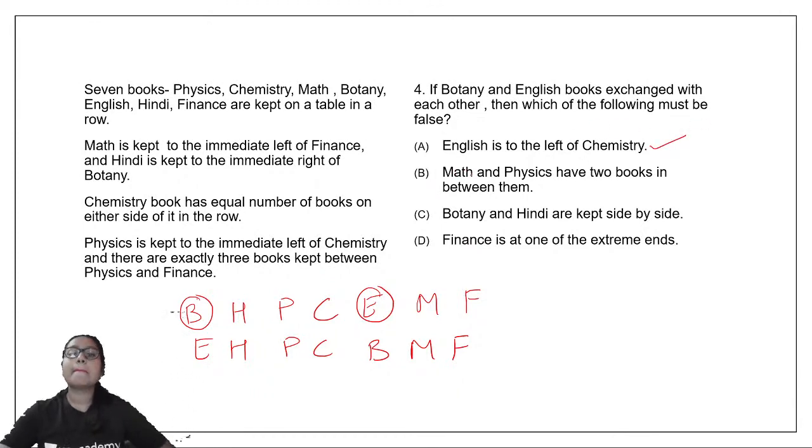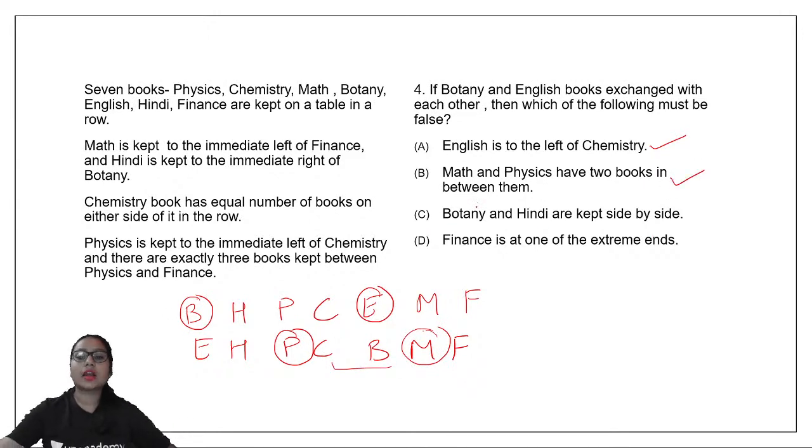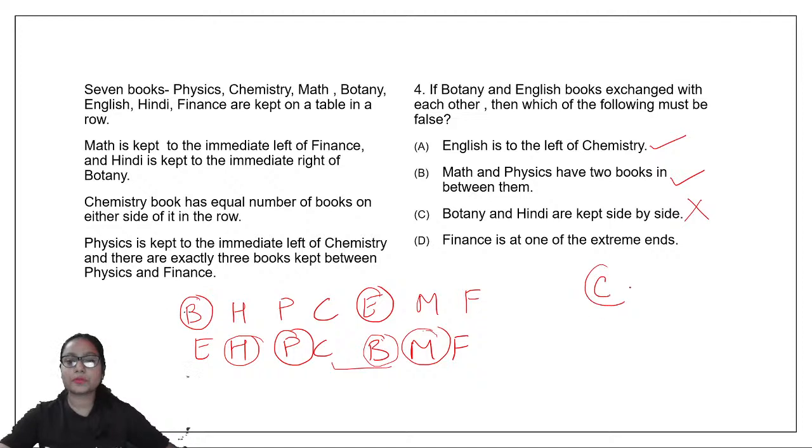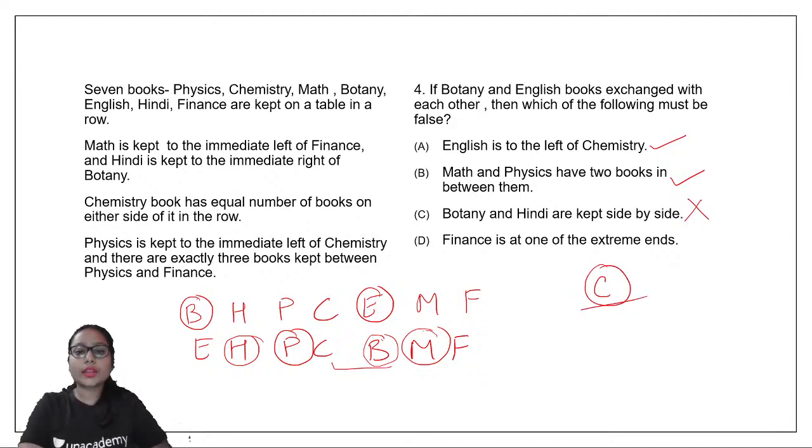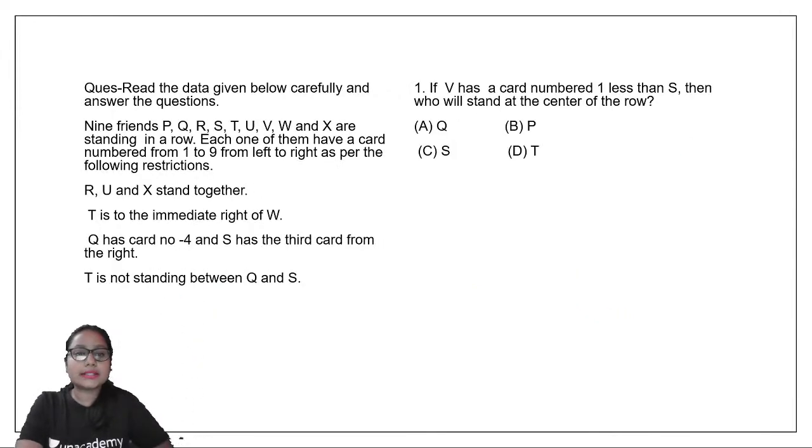Next statement, maths and physics have two books in between them. So here is maths and here is physics. Two books are between them. It means this is correct. Next, botany and Hindi are kept side to side. Whereas botany is here, Hindi is here. So these two books are not kept side to side. It means this statement is wrong. So our answer to this question is option C. Correctly answered by you guys. Okay, great. Let's move towards the next set.